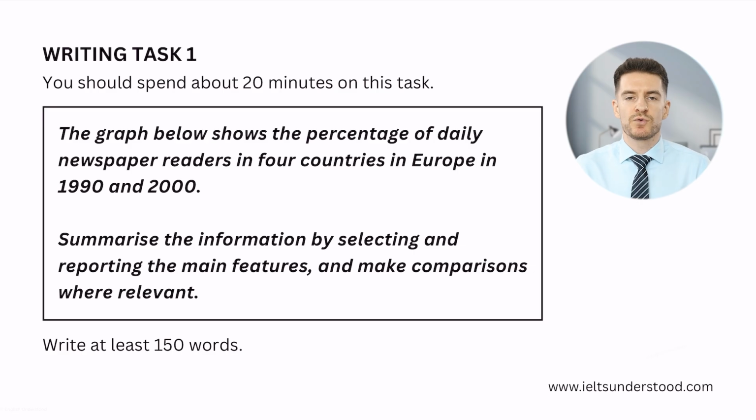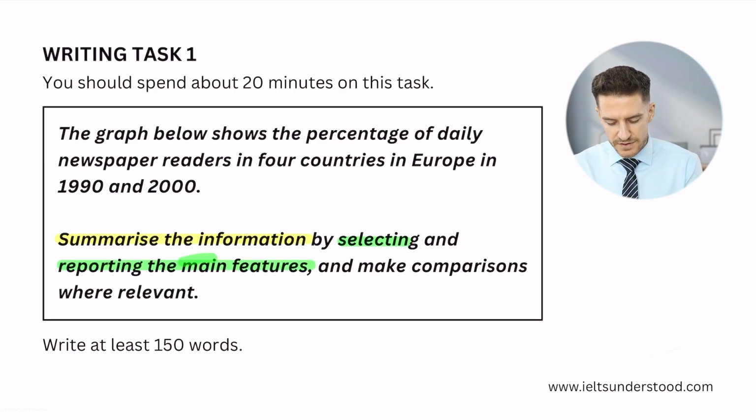Now, here's an example for task 1. I'm not going to read this part at the top. I'll just read this second part. It says, summarize the information by selecting and reporting the main features and make comparisons where relevant. So look what it says. You need to summarize the information. You also need to select and report on the main features. And finally, you need to make comparisons.